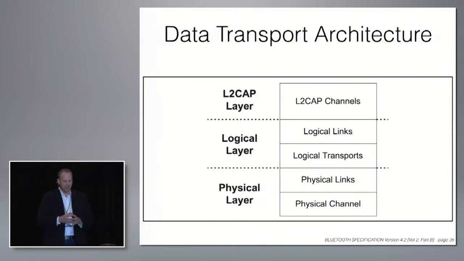Then I have the physical link. The physical link is the actual point-to-point connection between a master and a slave. So that's how everything is set up. Physical links can be in a couple different states. You can be an active physical link, where a slave and a master are connected and I'm transmitting data back and forth. Or I can be in what's called a park state, where I'm still connected and synchronized to the master, but I'm not actually passing any data.